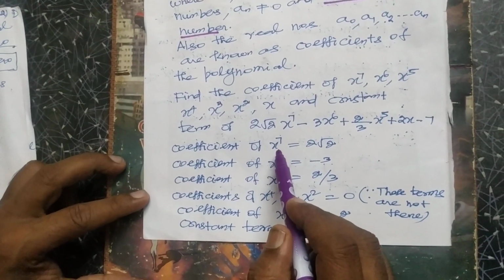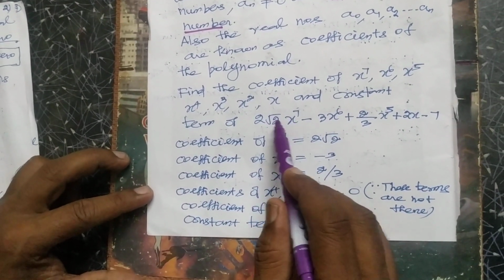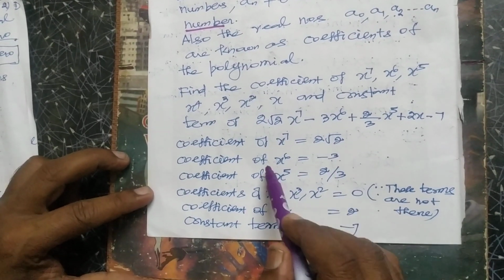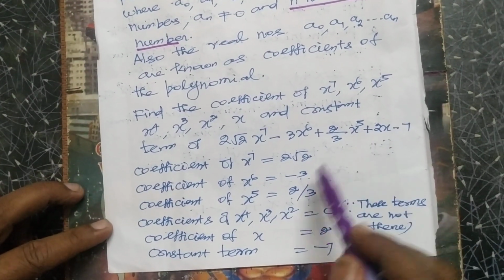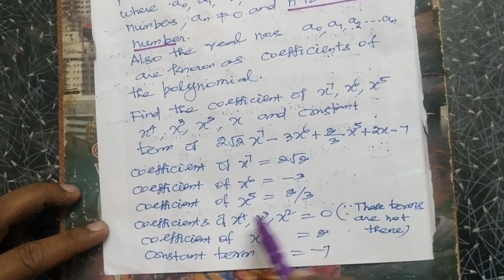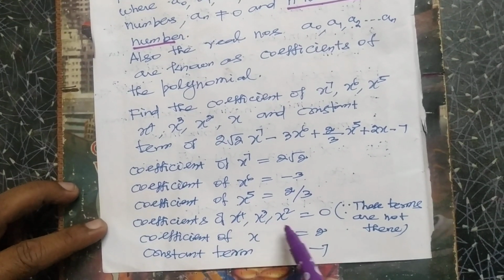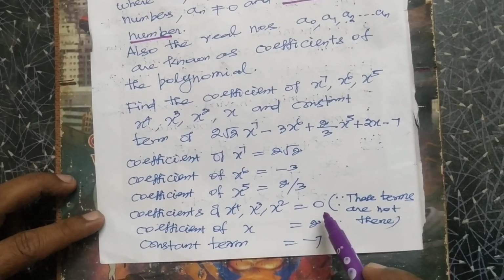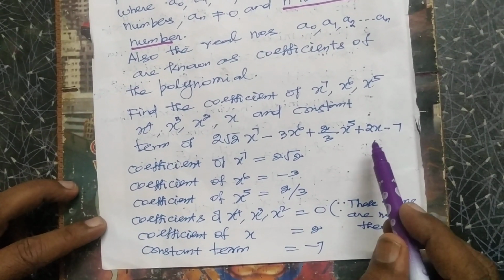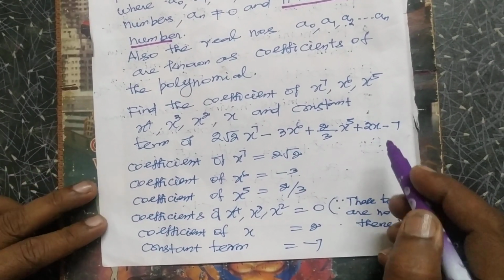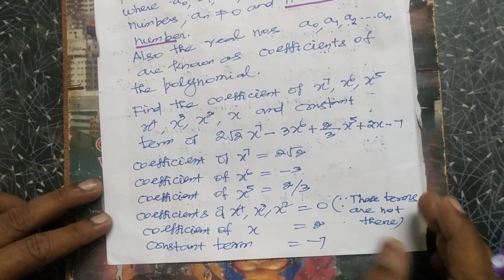Therefore, the coefficient of x power 7 is how many? X power 7, what is the number there? 2 root 2. The coefficient of x power 6 is minus 3. X to the power 5, 2 by 3. As x power 4, x cube and x square terms are missing, the coefficients are 0. The coefficient of x is 2. Then the term without x is minus 7.